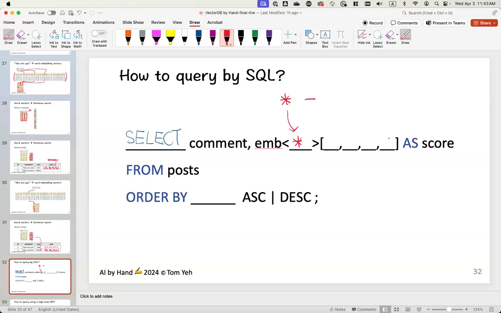So suppose the sentence we want to retrieve, and then there's some process for us to get the embedding. We get the embedding, say 2/3, 1/3, 3/3, and 4/3. And then assign this as a score. And from a table called post or comments, this is a post, with an order by the score.